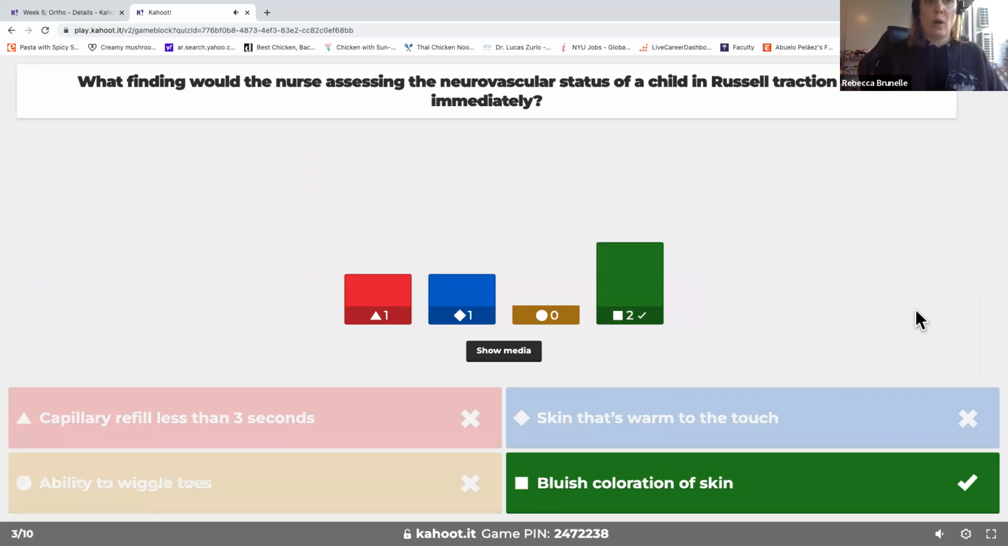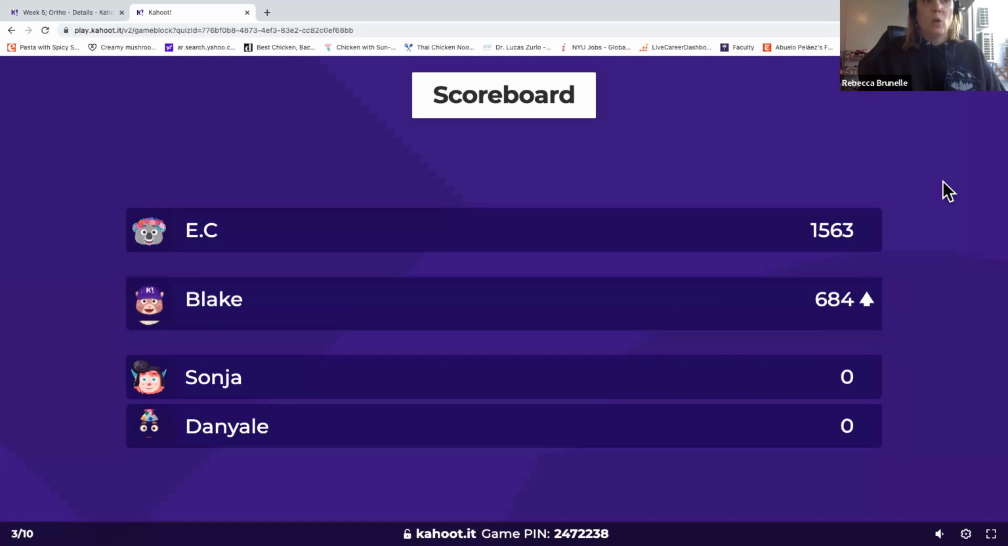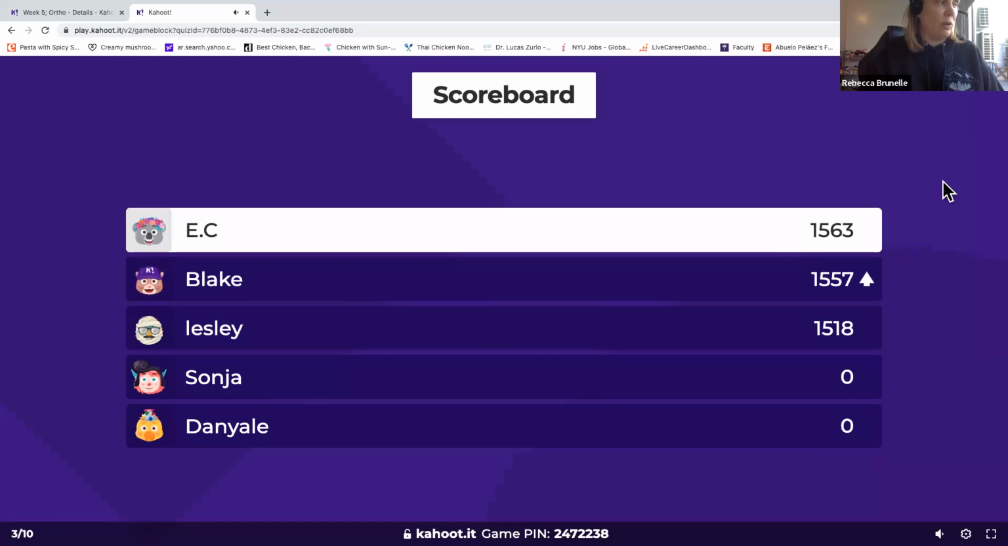Right, so you would be concerned about bluish coloration in the skin. Warm to the touch is okay. That's an indication of good perfusion. Cap refill less than 3 seconds is normal, and you want them to be able to move their toes. But you worry about perfusion, cold skin, delayed cap refill, not being able to move the toes.